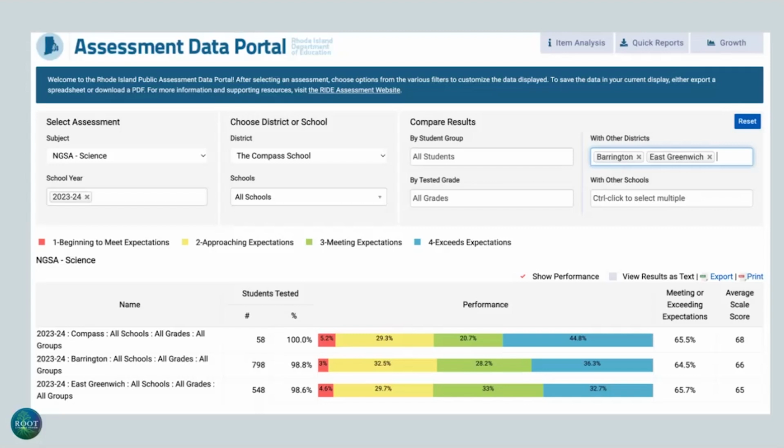So really think about it as an investment that will pay dividends in lots of different ways that you can't even necessarily anticipate. And for the Compass School to become one of the highest performers in the state and be able to hang even with the likes of Barrington and East Greenwich, it's a message that anybody who invests in this journey can potentially see these kinds of gains.